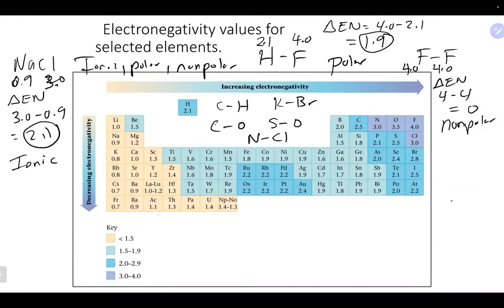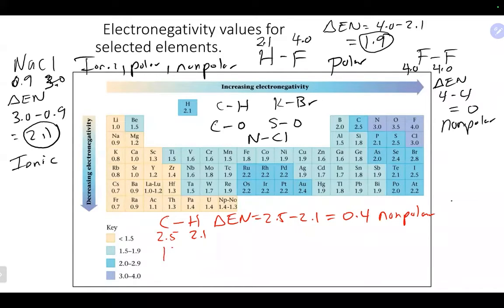Okay, let's take a look, see how you're doing. So we'll do carbon, hydrogen first. Carbon is 2.5, I believe, and hydrogen is 2.1. So again, we're just going to subtract the smaller number from the bigger to get a positive number, and that's going to be 0.4. So with the difference of 0.4, is that polar, non-polar, or ionic? That is non-polar. That is really why the cutoff is 0.4, because that's pretty much the bonds we find in organic molecules, and they're non-polar. So that is why it goes up to 0.4 for that particular bond.